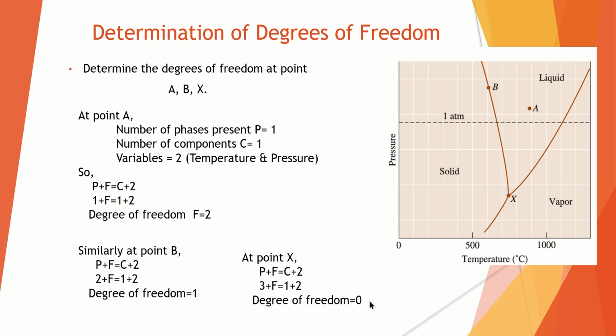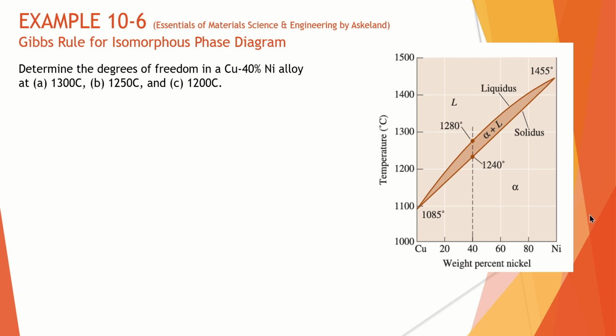Let's see another example. This example is for a binary phase diagram. We have to determine the degrees of freedom for a copper 40% nickel alloy. That means on this vertical line, copper 40% nickel alloy at 1300 degrees Celsius, 1250 degrees Celsius, and 1200 degrees Celsius. So let's see. You can see at copper 40% nickel composition, the 1300 degrees Celsius temperature line will hit here. So the point will be approximately here.